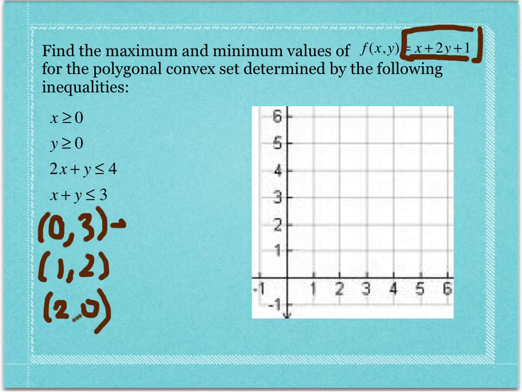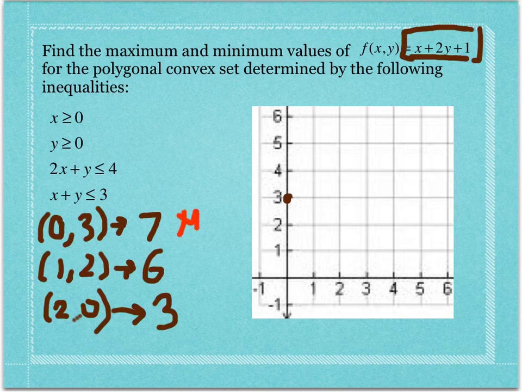If I put 0 in for x and 3 in for y, I'm going to get 7 for that point 0, 3. For the point 1, 2, let's see, 2 times 2 is 4, 5, 6 for that point. And for 2, 0, I'm going to get 2 and then 0, so looks like I'm going to get 3. So the maximum value is 7, and the minimum value, of course, is going to be 3.